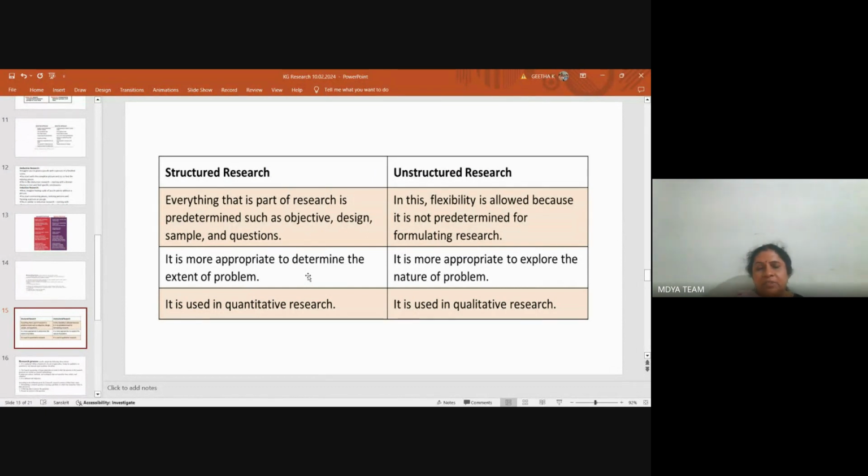What is going to be the sample? What is going to be the questions? Everything is predetermined. That is why we say it is a structured research. In other words, they would have already formed and planned the particular research.